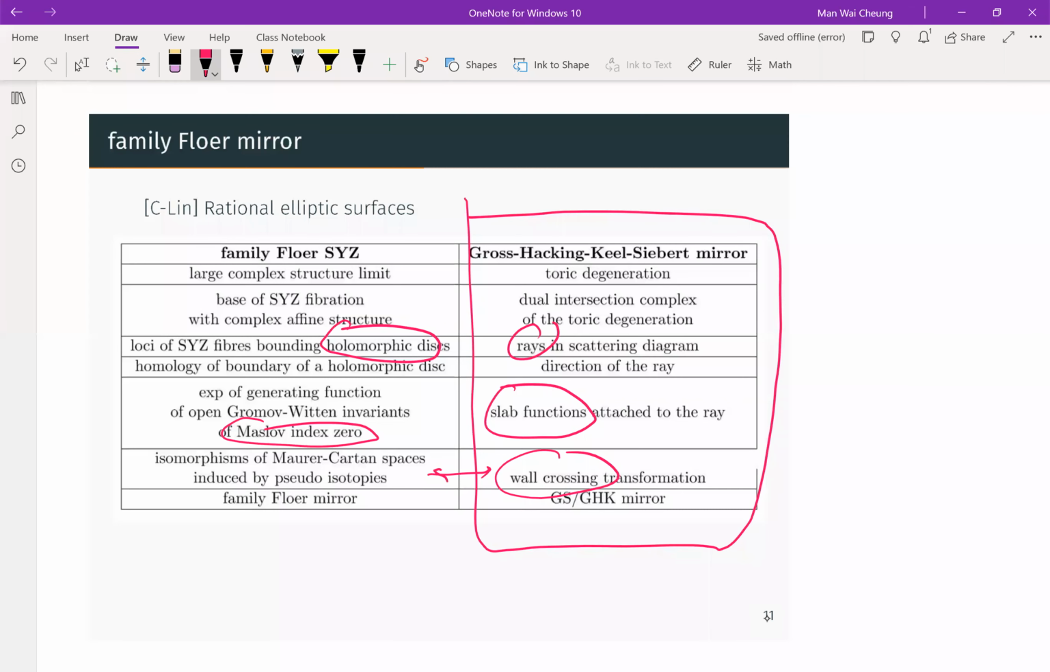And then the wall-crossing, that is actually the part which in the family Floer setting, they have the Maurer-Cartan space. And then we identify, actually, this is kind of a where two things, because the Maurer-Cartan spaces in this case are actually analytic tori, but not true in general dimension. But then what we can do is we can then use the wall-crossing to give the isomorphism between the Maurer-Cartan spaces.